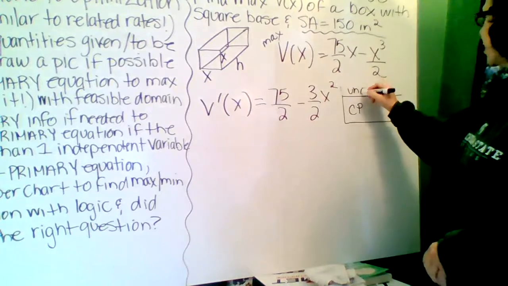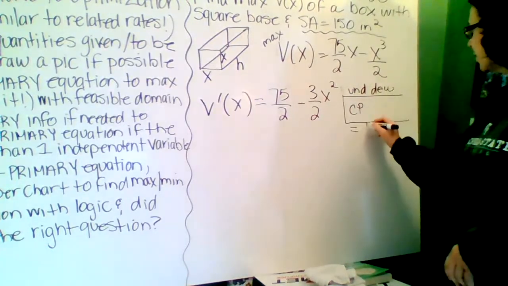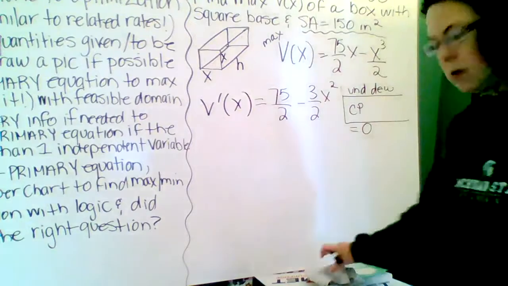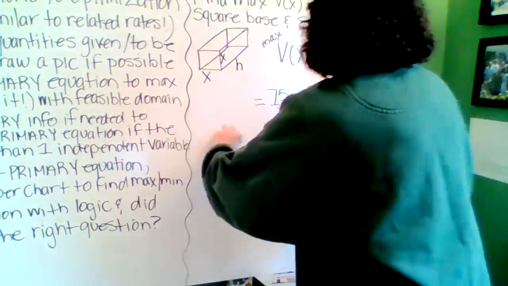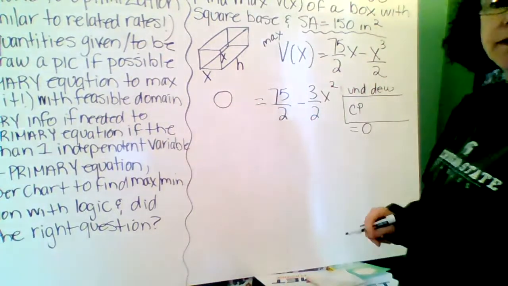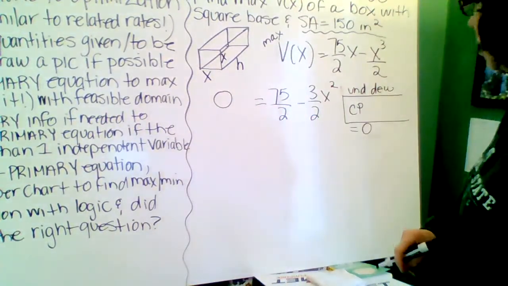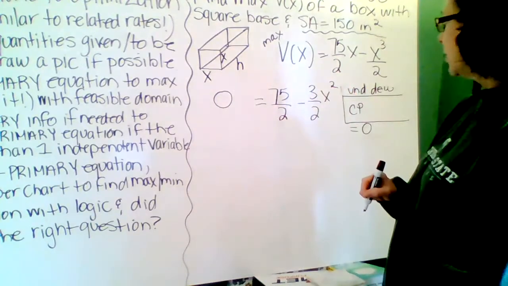Undefined. This is quadratic and is defined everywhere. Where is this equal to 0? Let's find out. Okay, so here's the derivative. Where is it equal to 0? Let's see. I am going to subtract 75 halves from both sides, and I'll have negative 75 halves equals negative 3 halves.